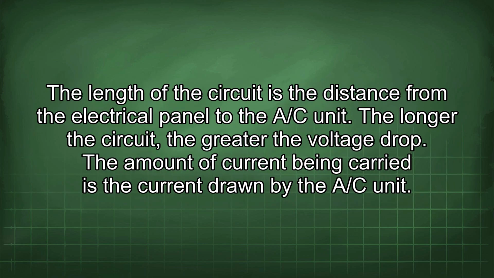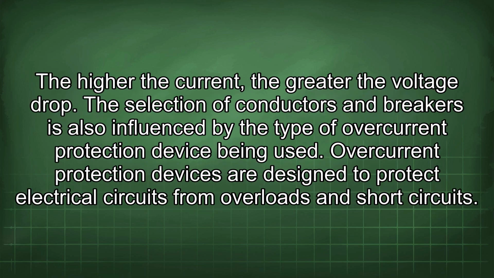The length of the circuit is the distance from the electrical panel to the A/C unit. The longer the circuit, the greater the voltage drop. The amount of current being carried is the current drawn by the A/C unit. The higher the current, the greater the voltage drop.